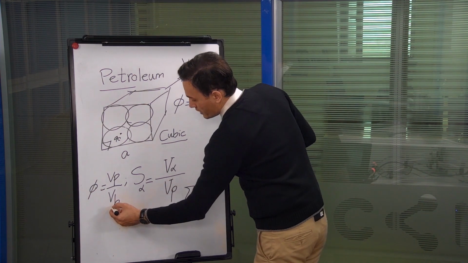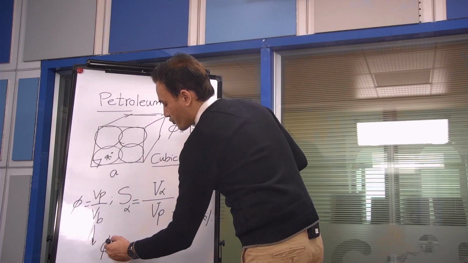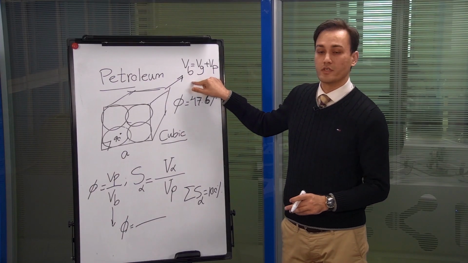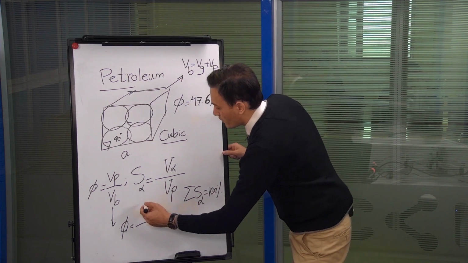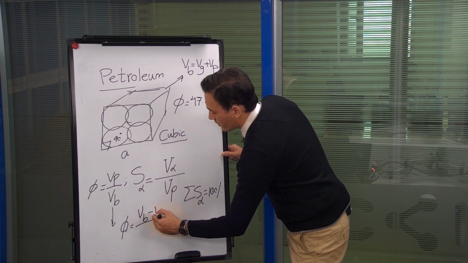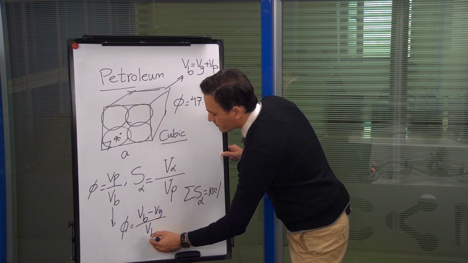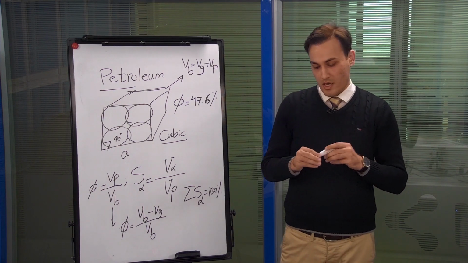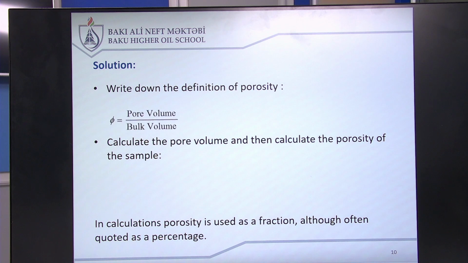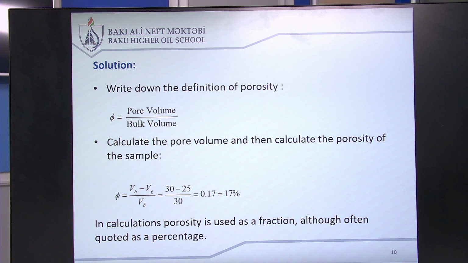So we can write this equation in this form as well, that pore volume is equal to the difference of the bulk volume and the grain volume. So if we replace V pore by bulk volume minus grain volume, then we can solve this problem. As you can see here, we write the formula in this form, and then we replace the given values, and you see that the result will be 17%.